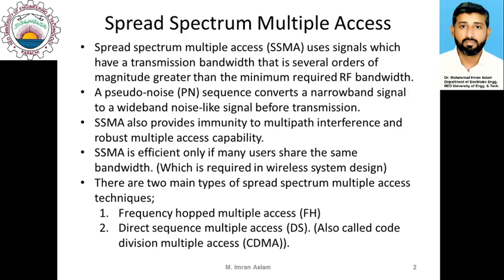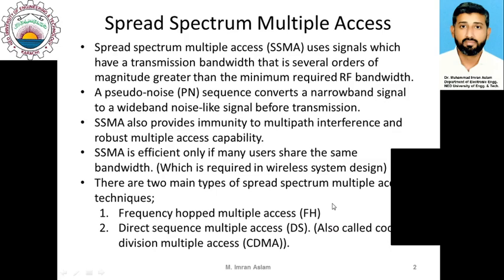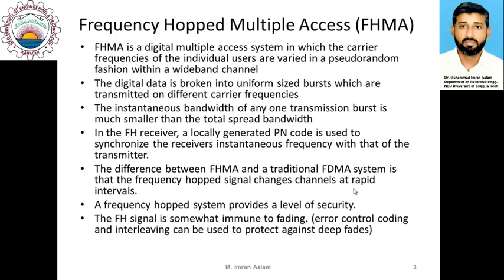So if you recall, we discussed that there are two main types of spread spectrum multiple access techniques. The first one is called frequency hopped multiple access, and the second one is called direct sequence multiple access, which is commonly known as code division multiple access or the CDMA technique. So let us start our discussion on these two techniques. First we start with frequency hopped multiple access.